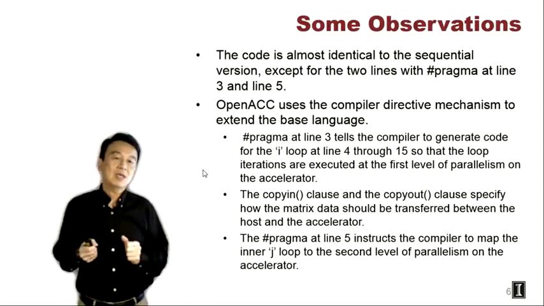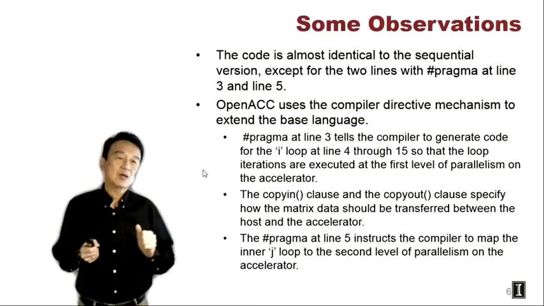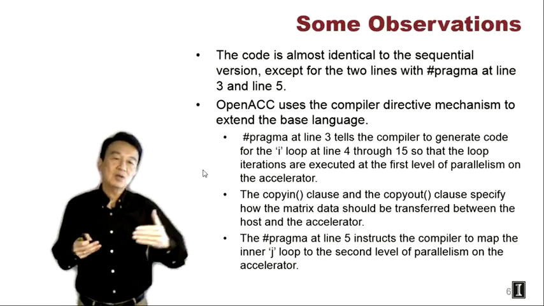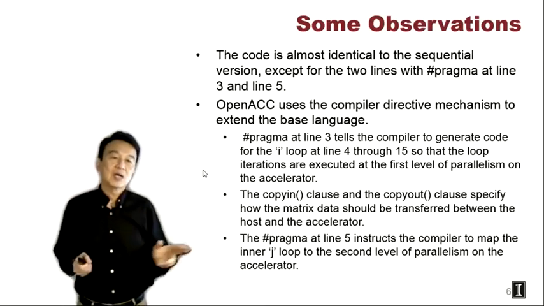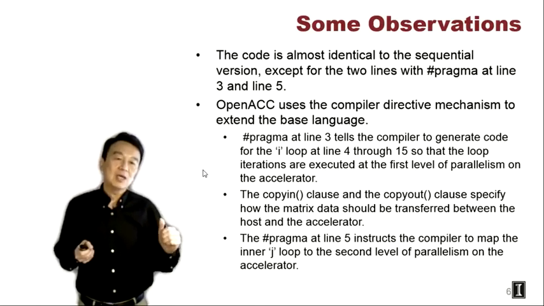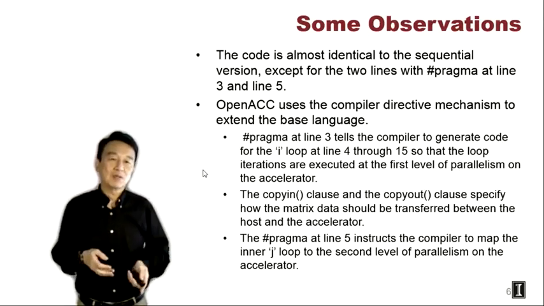And then the copy in clause and the copy out clause specify how the matrix data should be transferred from host to device and from device to host. And then finally, the pragma at line 5 instructs the compiler to map the inner J loop to the second level of parallelism on the accelerator. In this case, it's mapping the J loop into the threads. Each iteration of the J loop will correspond to a thread in the CUDA programming environment.